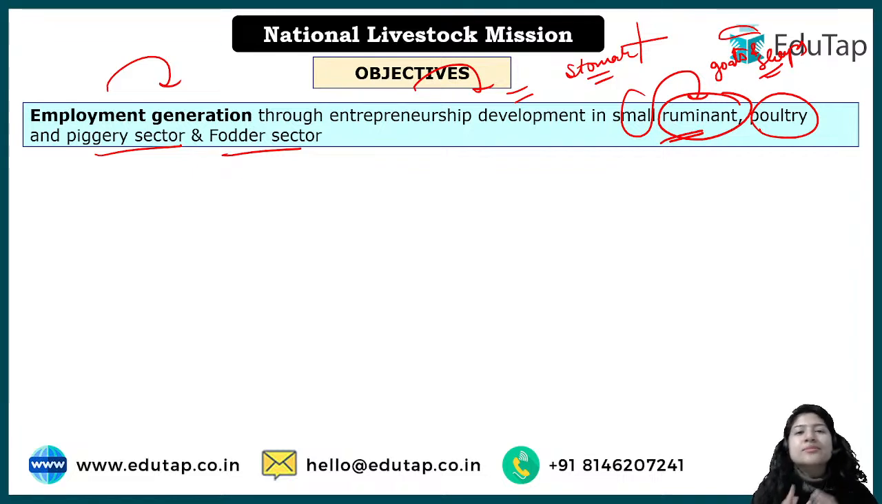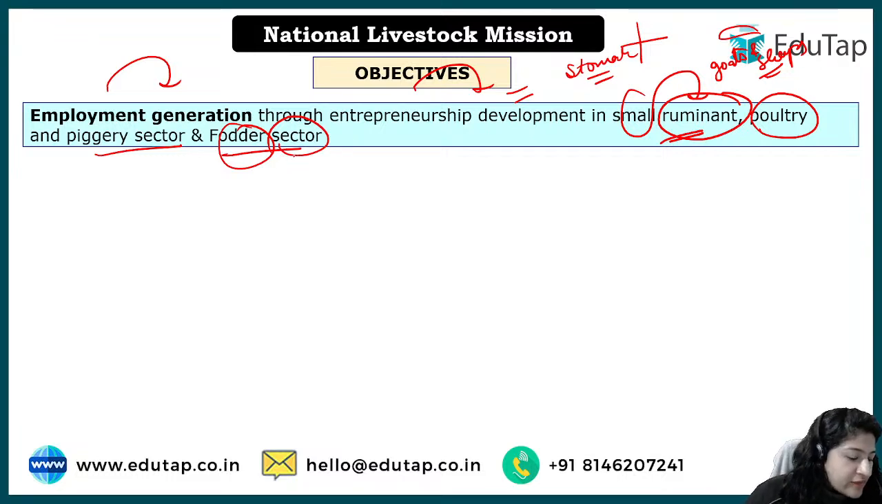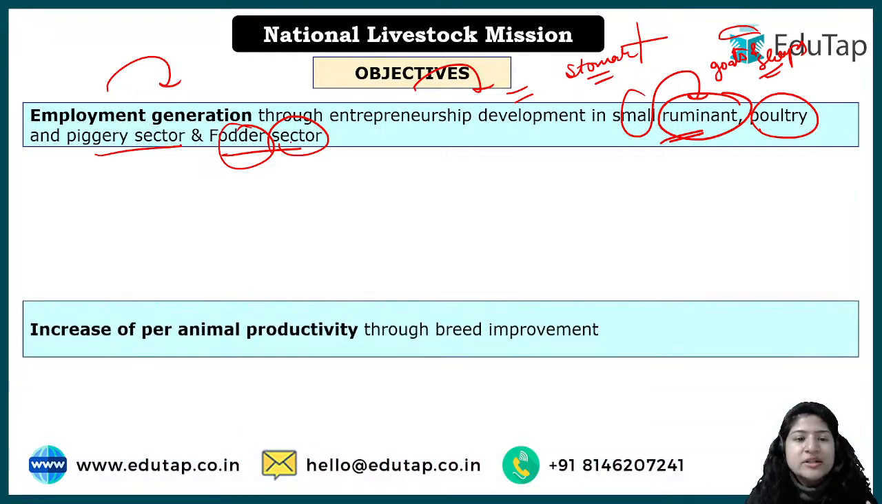Poultry means birds, most commonly chicken, but apart from chickens we have ducks also, quail also, but commonly we keep in mind chickens only. So poultry is involved. Piggery means your pigs. And fodder sector we also have to focus on, because with more nourished fodder the productivity will be more. So employment generation will happen.